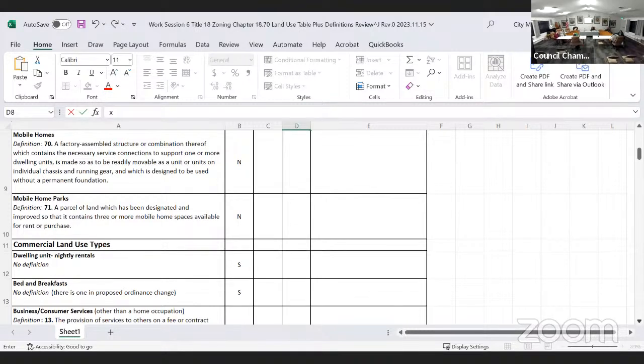Mobile homes. Right now they're currently not permitted, and that definition is a factory assembled structure or combination thereof, which contains the necessary service connections to separate one or more dwelling units, is made so as to be readily movable as a unit or units on individual chassis or in running gear, which is designed to be used without a permanent foundation.